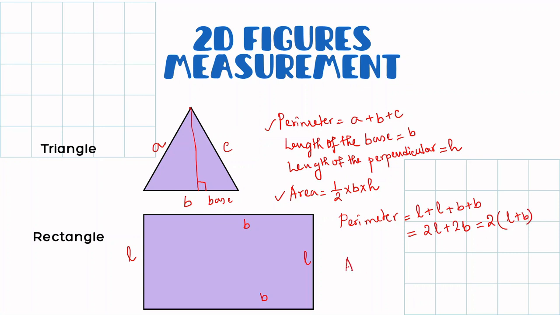Now what is the area of the rectangle? Area of the rectangle will be just L into B, that is length into breadth. So you now know about the perimeter of a rectangle and the area of the rectangle. Perimeter will be 2 into L plus B and area will be L into B.